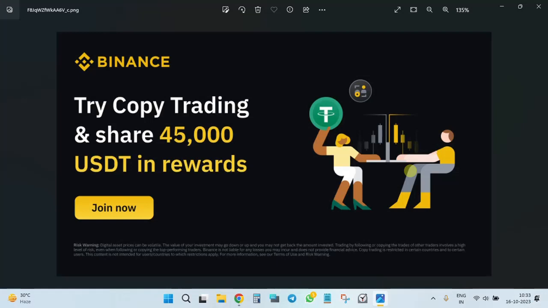Today we are going to discuss Binance copy trading. I'm going to show you a step-by-step tutorial, live, on participating in copy trading, and as you can see on the screen, by doing copy trading you can share 45,000 USDT worth in rewards too.